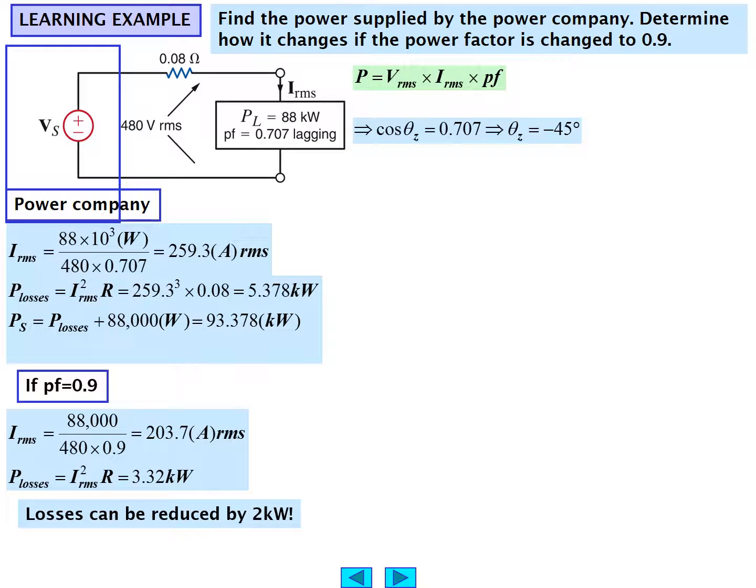Well, we recalculate the IRMS value because the load remains the same. We get 203.7 amperes RMS. The power losses now, IRMS squared R, is 3.32 kilowatts. And if we can change the power factor, the losses can be reduced by 2 kilowatts. It should be noted that the power company really charges you for the power that they supply, which is 93 kilowatts.